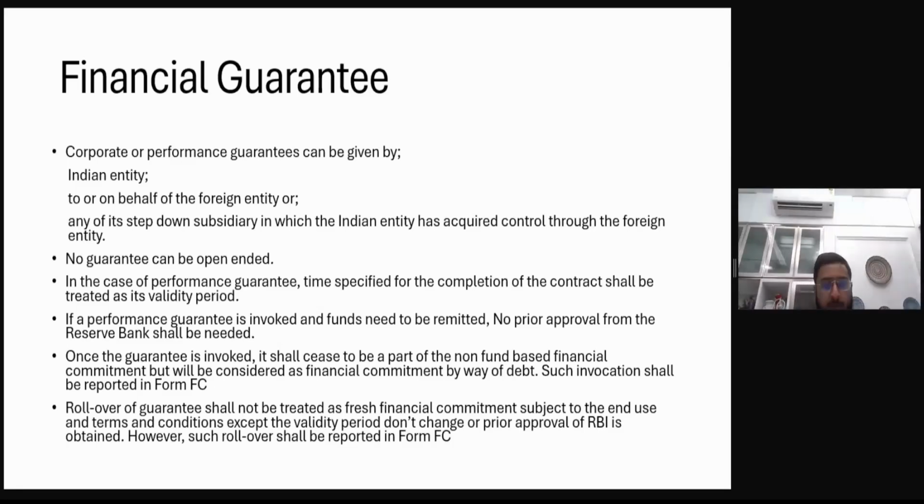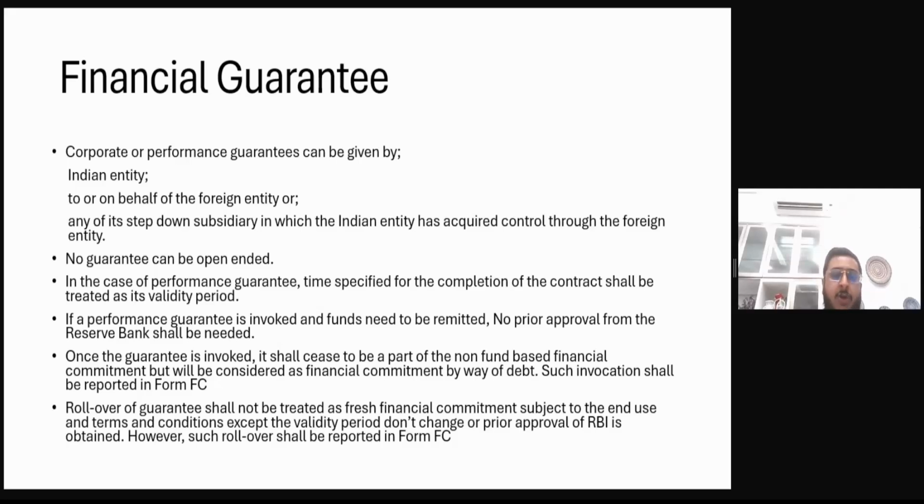Now what happens is you have given a guarantee. At that time it has become part of the financial commitment you have done. Now the guarantee is invoked, and you are transferring funds. So when you give the guarantee, though it is part of your financial commitment, it is a non-fund based financial commitment. It will be included in the limit for 400%, but it's non-fund based. Now, when you're transferring the money out of it, it will be considered as a financial commitment by way of debt. But Form FC will have to be filed. So that non-fund based financial commitment will cease, and your financial commitment by way of debt will take place.